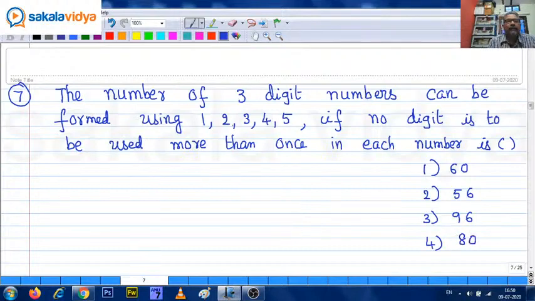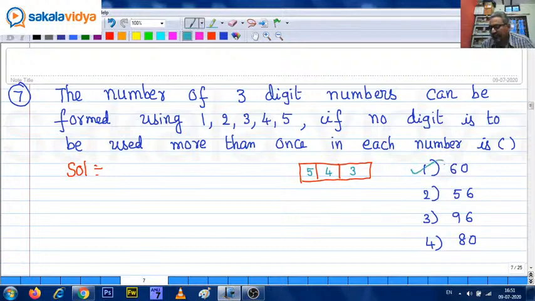So with the help of these 5 digits we need to form 3-digit numbers. 3-digit numbers means we have 3 empty places: unit place, 10th place, 100th place. So this can be filled 5 ways, 4 ways, and 3 ways. Very simple, the answer is 60. Directly, by simply visualizing, we can write the answer 60, but let us write it now.